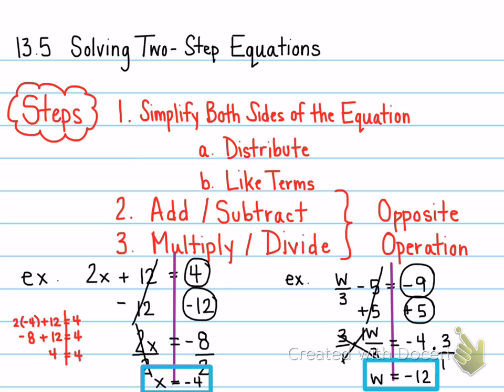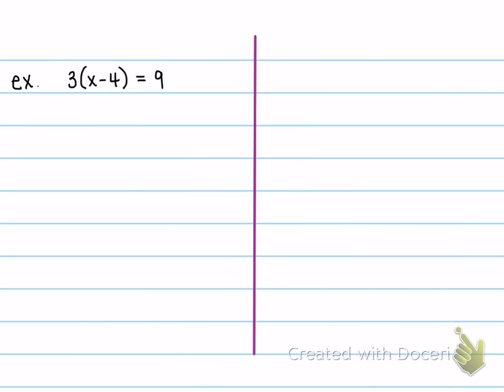Okay, so now we're going to try some on your own. I'm going to give you a problem, and then what I would like you to do is solve that problem and then start the video again to see if you got it right. Okay, try 3 times the quantity x minus 4 equals 9.